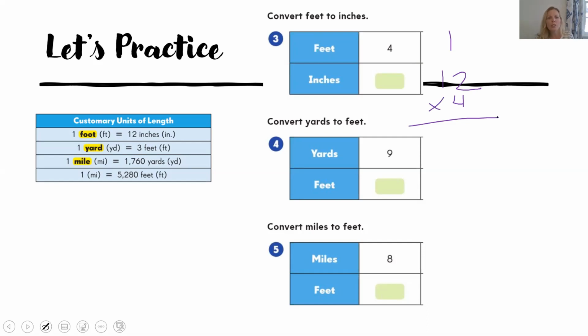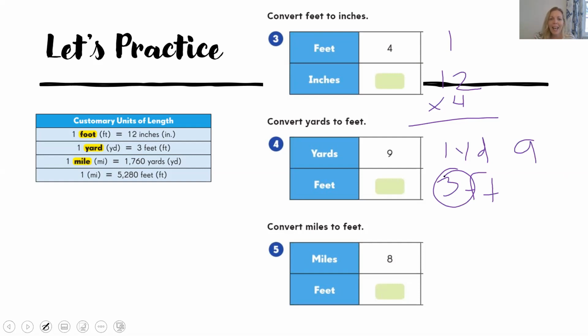What about yards to feet? We know that 1 yard is equal to 3 feet. Anything clicking yet? So if I have to solve for 9 yards, how many feet are in there? Well, can't I just divide that 9 by the 3 to tell me how many feet?